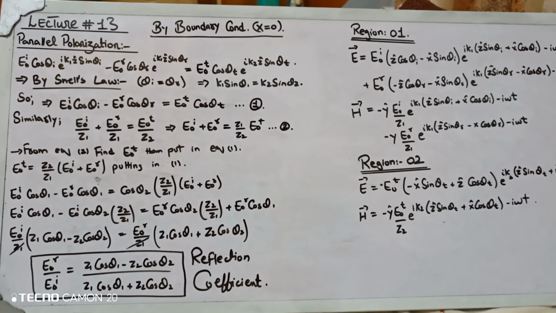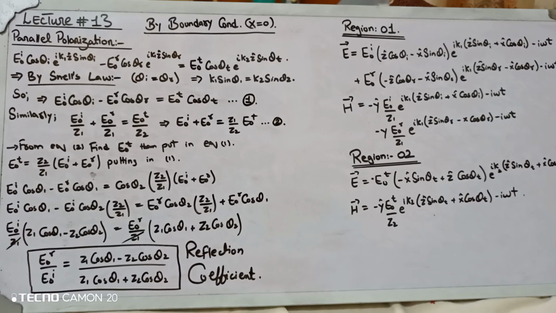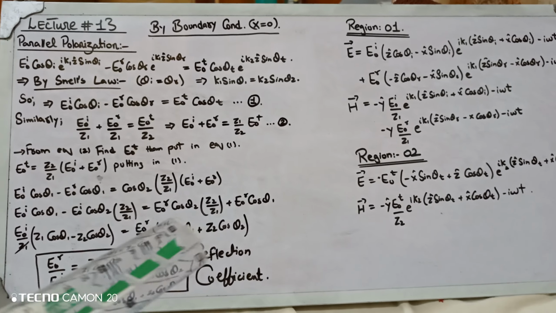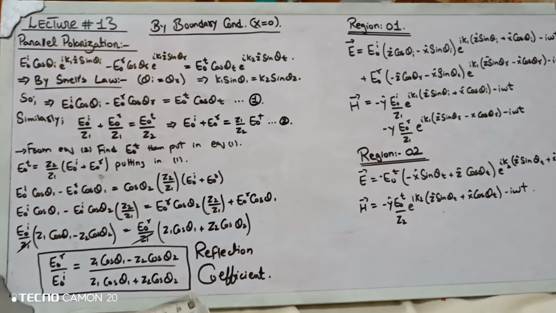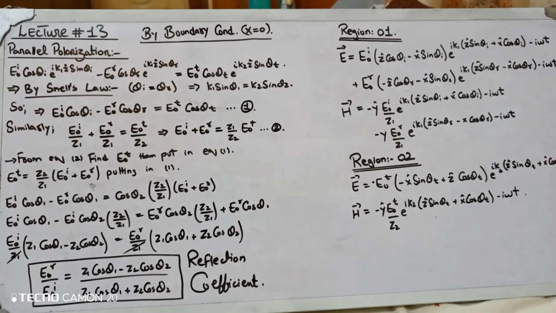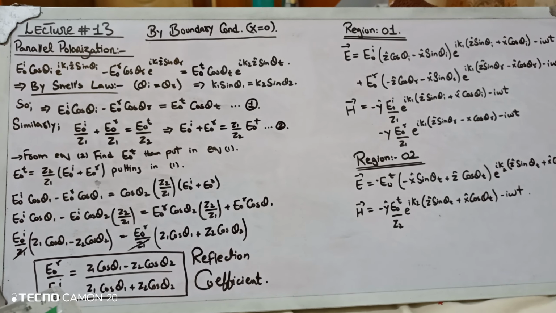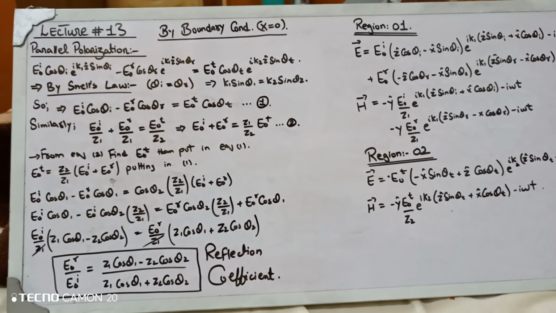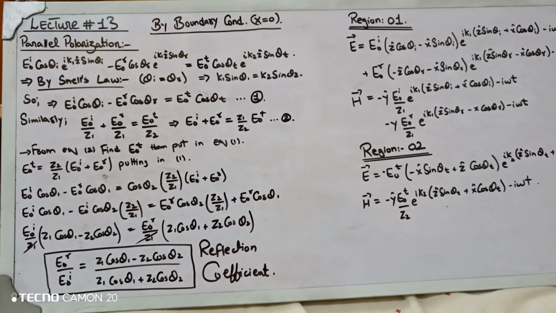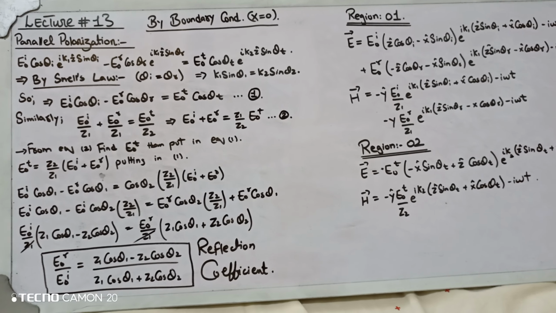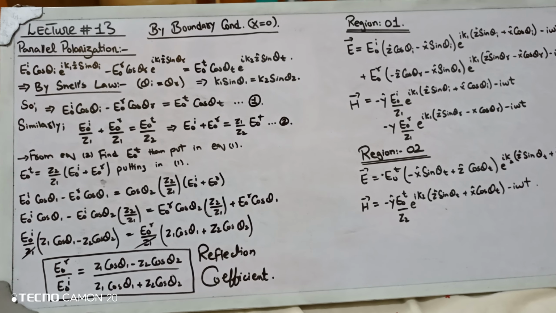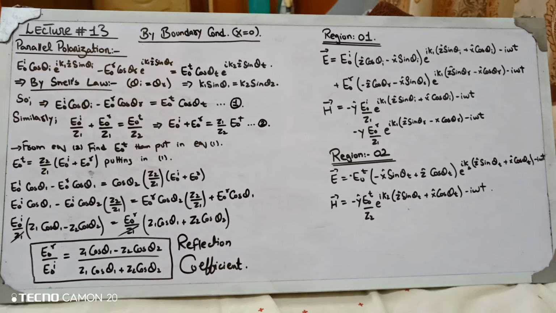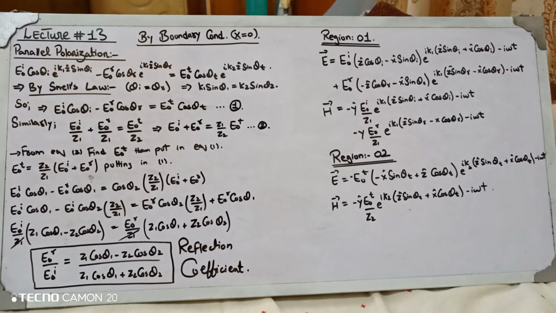We know that the reflection coefficient is basically the ratio of E naught R divided by E naught I. So E naught R is here. Move this E naught I here and move this to the other side. So the final relation of the reflection coefficient, E naught R divided by E naught I, is equal to Z1 cos theta 1 minus Z2 cos theta 2 divided by Z1 cos theta 1 plus Z2 cos theta 2. So this is how you can find the reflection coefficient in parallel polarization.